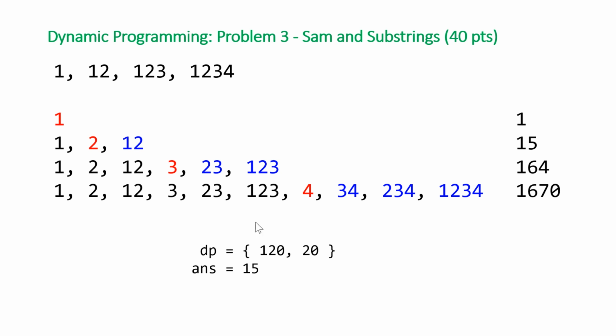Add 3 to each of these, or whatever our digit is, which is 3 in this case. And then once again, push back the 3, and then add these all up and add it to answer. And that's going to give us 164, which is 15 plus 149. So there's definitely a recurrence relation here, and that's how we can solve this problem using dynamic programming.